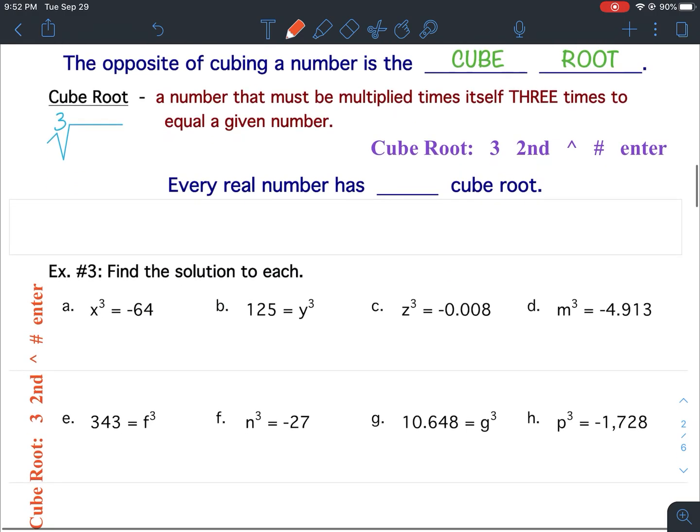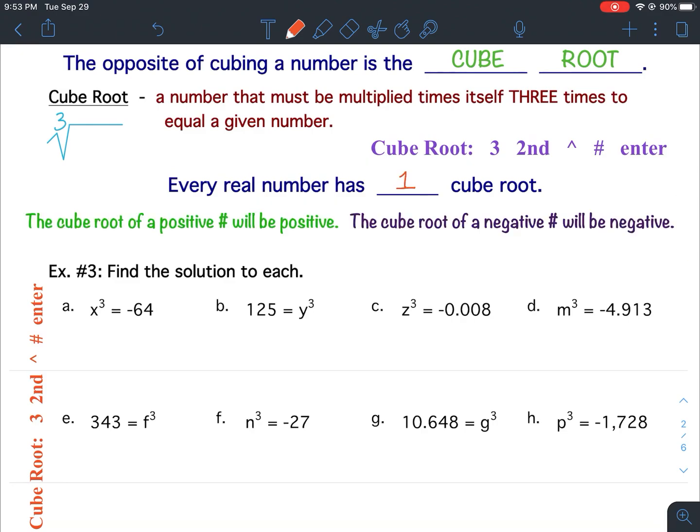If you didn't write this down, please pause your video and do so. Every real number has one cube root. If you are multiplying the same number times itself 3 times, you're either going to have 3 positive numbers or 3 negative numbers. If you have 3 positive numbers, it's going to stay positive. But if you're multiplying 3 negative numbers, 3 is an odd amount of negatives, that means it's going to be negative. So every real number has one cube root.